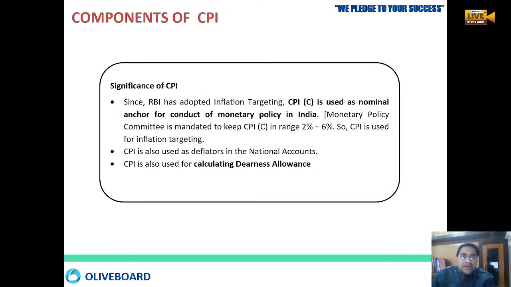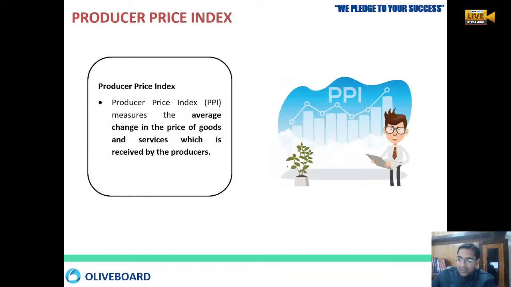So what is the significance of CPI? It helps in inflation targeting. We want to target 2 to 6%, right? This inflation target is done based on the CPI only. So we have to keep CPI combined in the range of 2 to 6%. It is also calculated for checking the dearness allowance of the government employees.